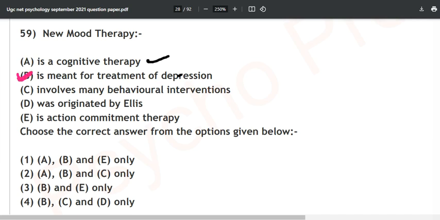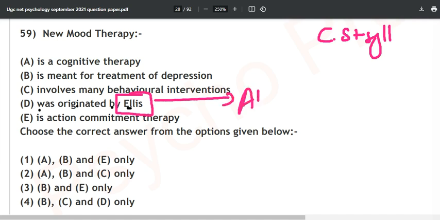But we are not sure with any of the other options. But if we have some basic common sense and some syllabus knowledge, we will be able to solve this easily. Now, was originated by Ellis. As soon as you read this statement Ellis, what comes to your mind? Albert Ellis is coming or not?